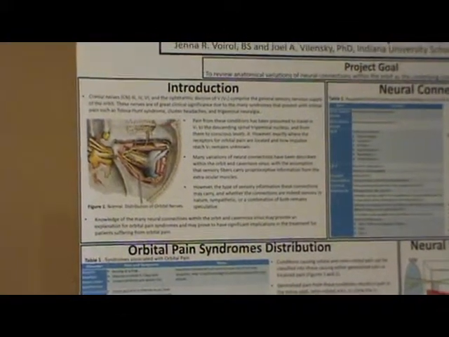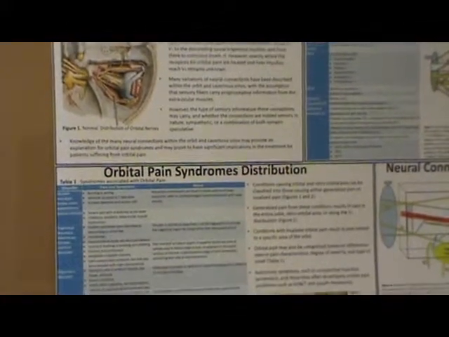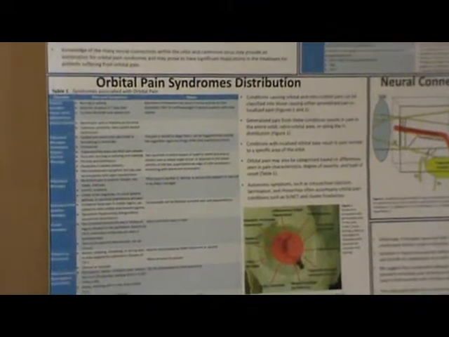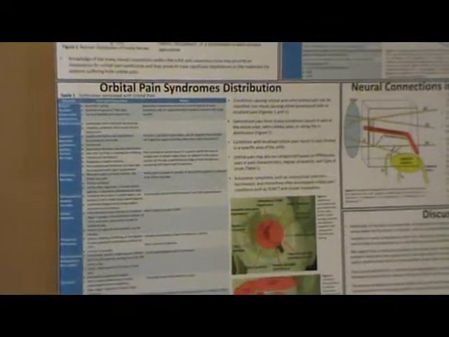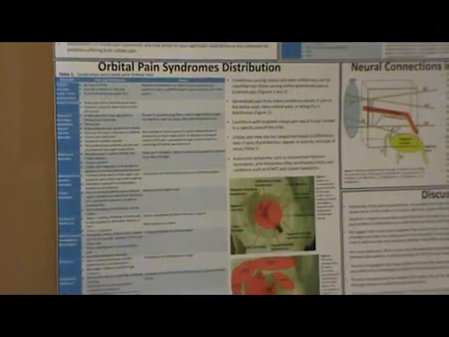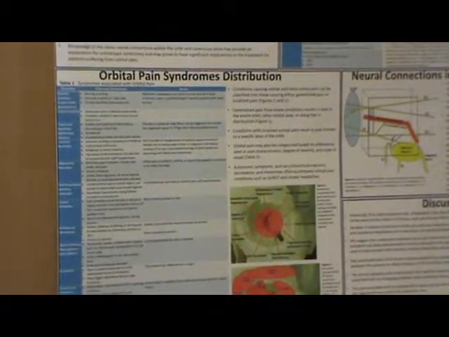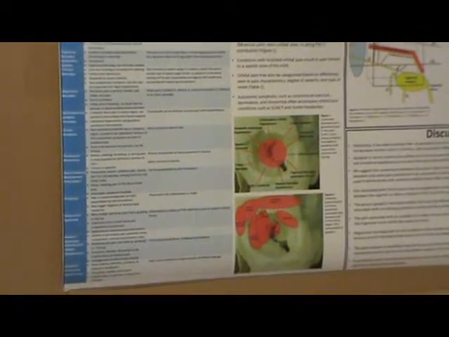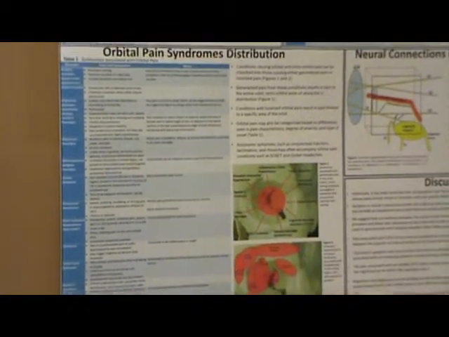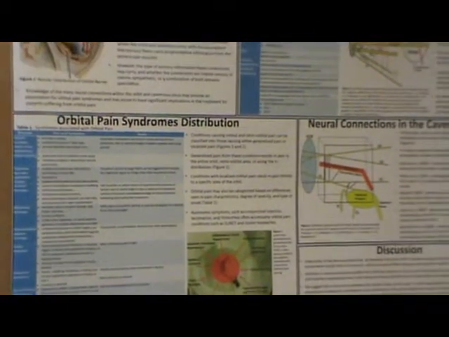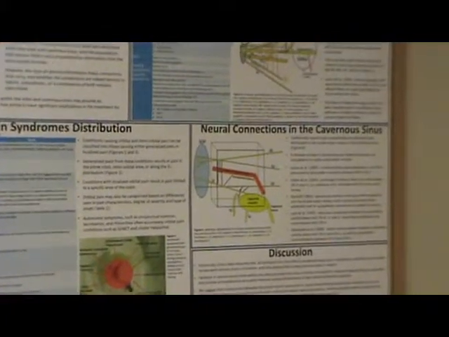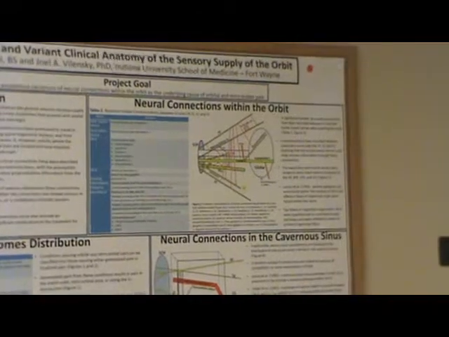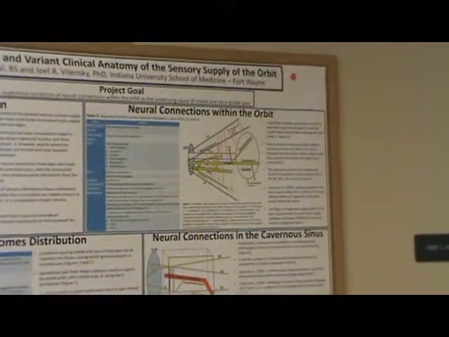Classically, it has been assumed that pain reaches the ophthalmic division of the trigeminal nerve, V1, and travels to the descending spinal trigeminal nucleus. However, exactly where the receptors for orbital pain are located and how impulses reach V1 is speculative. Knowledge of the many neural connections within the orbit and cavernous sinus may provide an explanation for orbital pain syndromes and may prove to have significant implications in the treatment of patients suffering from orbital pain.